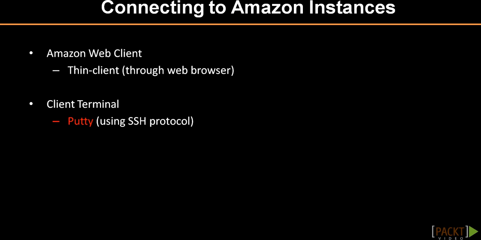There are two methods for connecting to each of the Amazon instances. The first method is using the Amazon web client that you can access through the EC2 dashboard. This is known as a thin client because you do not have to download any software. The other method is to download a client and run it off your computer. This method is known as a thick client. In this video series, we will be downloading a free tool called PuTTY, which uses the SSH protocol to connect to instances in the Amazon Cloud.